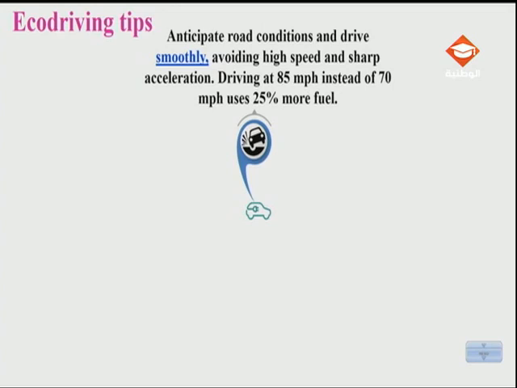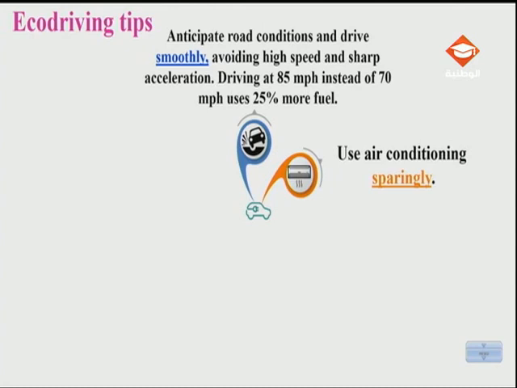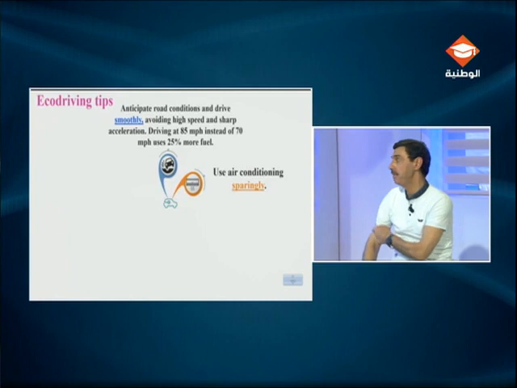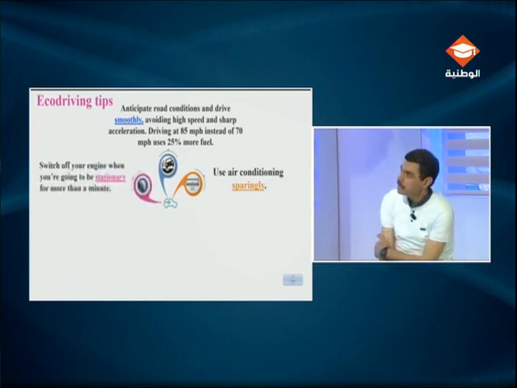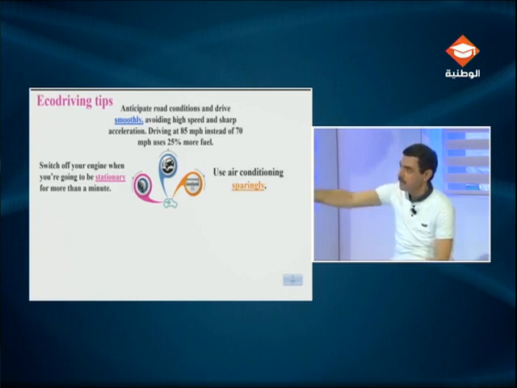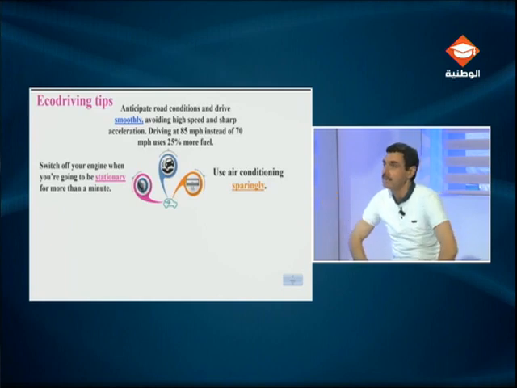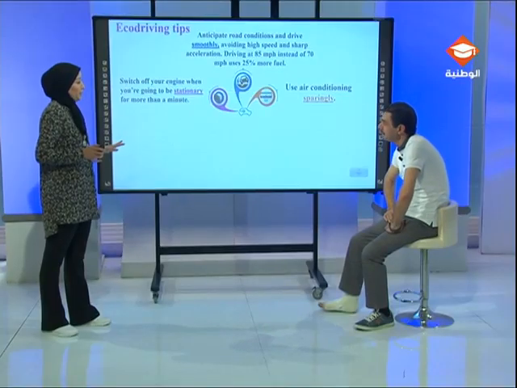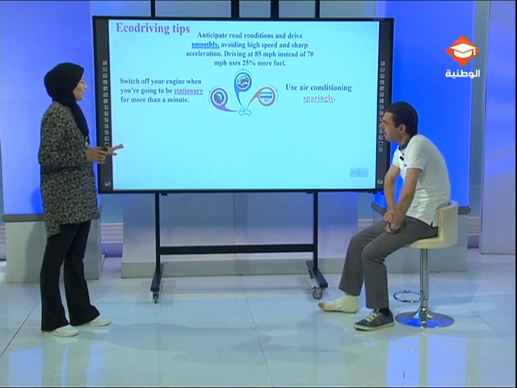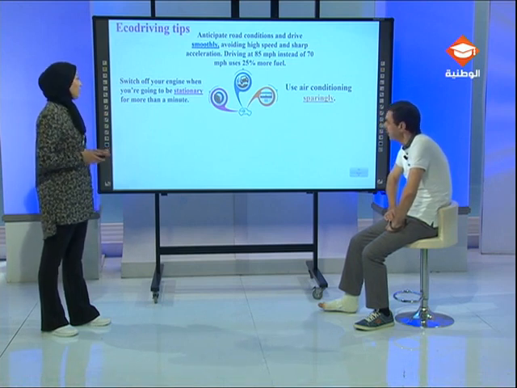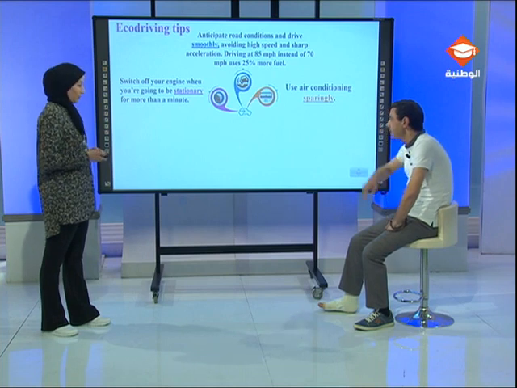I understand. Next step. Use air conditioning sparingly. You mentioned something close to this. Maybe sparingly means economically. We'll see. Next one. Switch off your engine when you're going to be stationary for more than a minute. I can see from the picture that we have to switch off the engine when I am stopping for a short period of time? We'll see. So according to you, stationary means stopping. So we should not leave the engine on. Okay. The picture helps, but we'll check later.